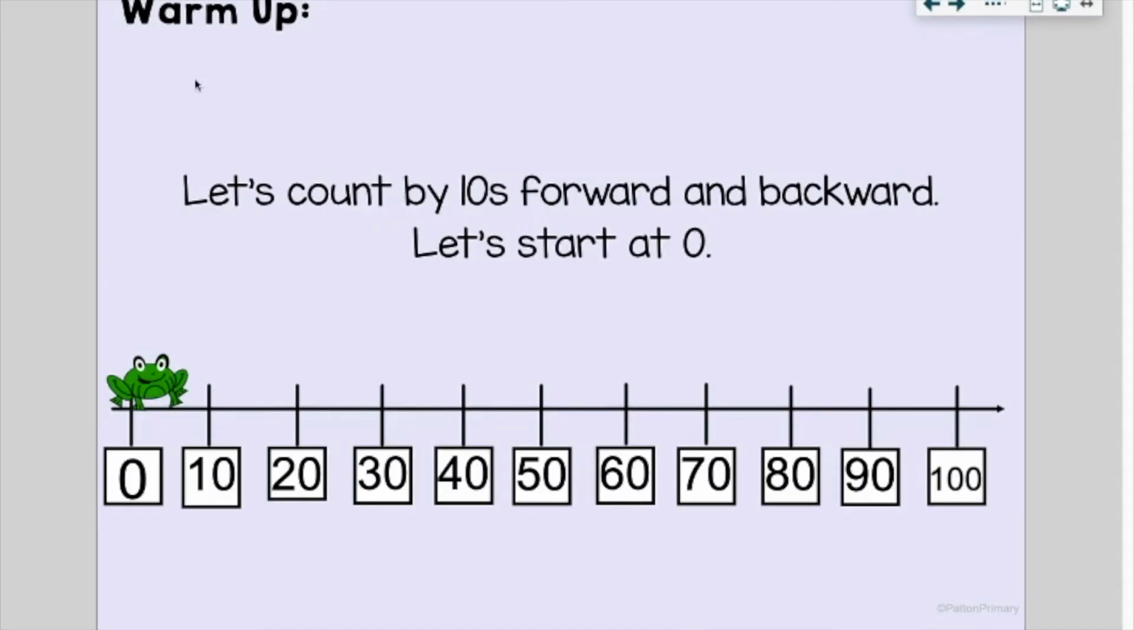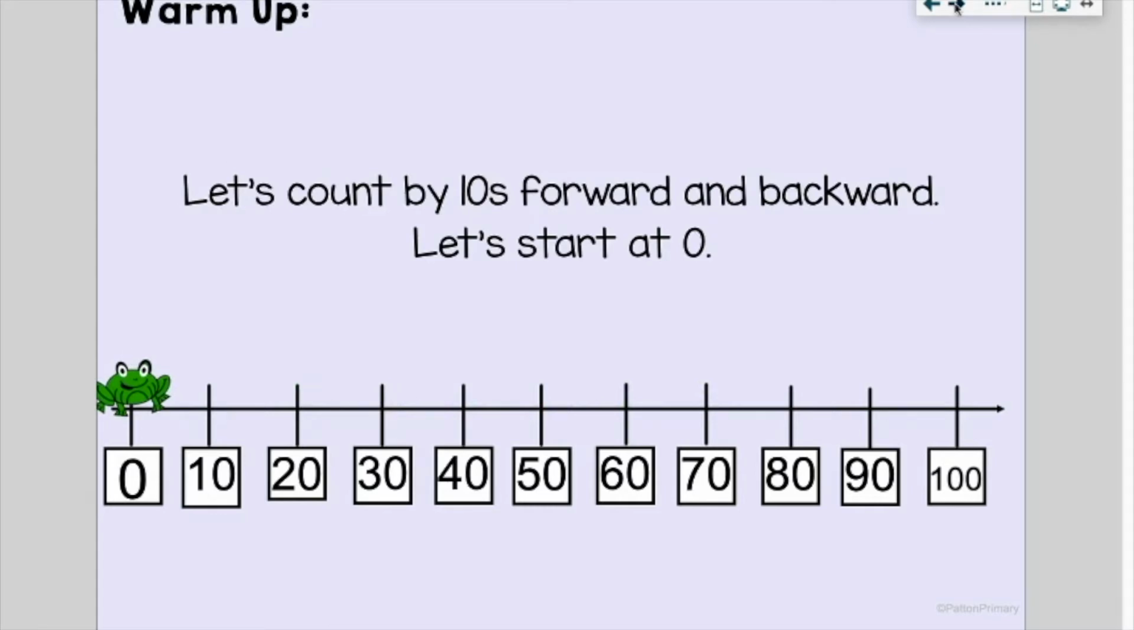All right, get your math brains on. We're going to warm up. So to warm up today, we're going to count by tens forward and backwards, starting at 0. Ready, set, count. 0, 10, 20, 30, 40, 50, 60, 70, 80, 90, 100. All right, let's do it backwards, starting at 100. Ready, count with me, set, count. 100, 90, 80, 70, 60, 50, 40, 30, 20, 10, 0.